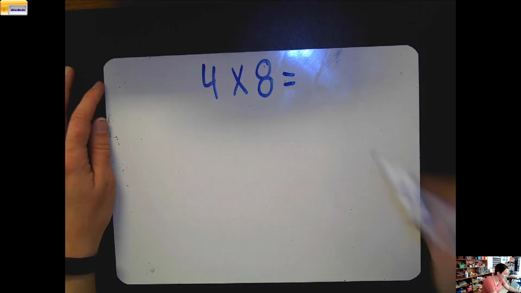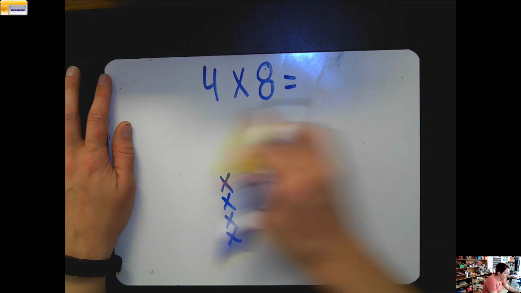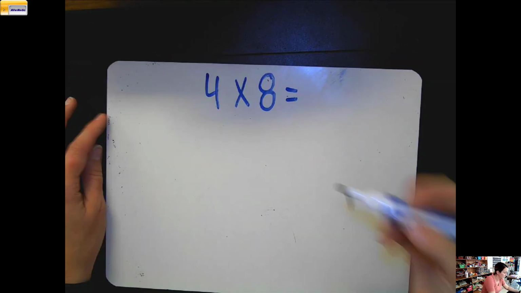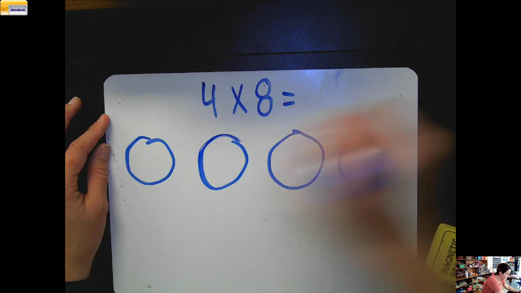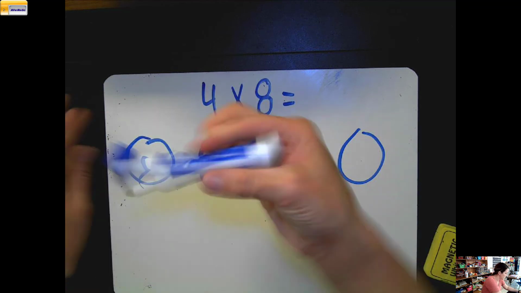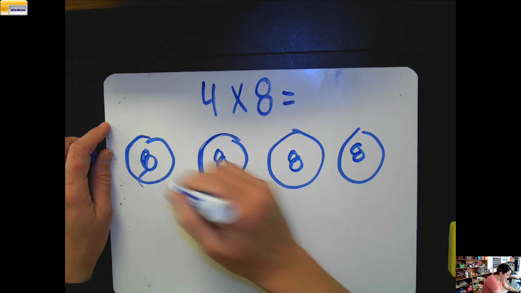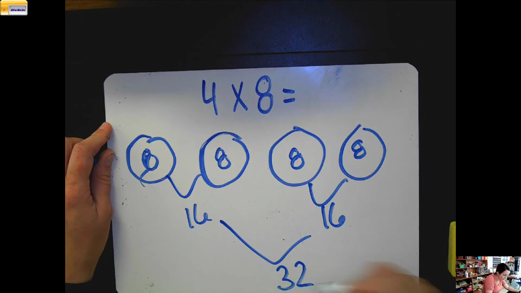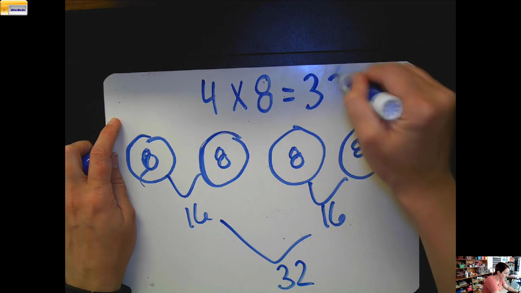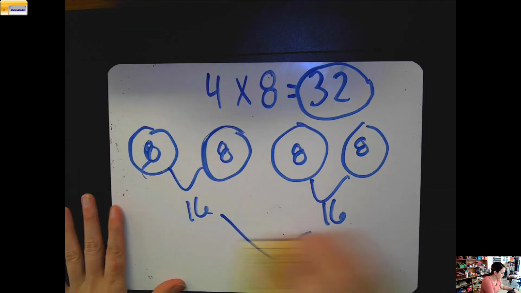Welcome back. So if I was going to do an array, I would do 4 rows down of 8. But because there's 4 rows of 8, I'm probably not going to do that one. That's going to be a lot of work. I'm going to draw 4 groups, and I'm going to put 8 in each one. 8, 8, 8, 8. I have 16, 16. 16 plus 16, I don't know off the top of my head, is 32. So did you get the answer 32? Awesome sauce. So multiplication, solving them should be getting easier and easier as we go through this.